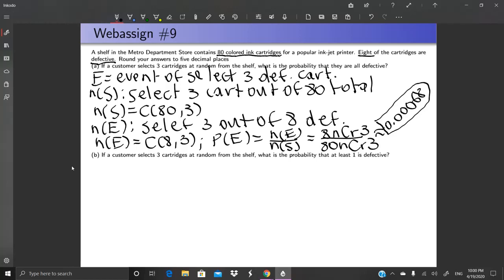But we're being asked what is the probability that at least one is defective. So you have to ask yourself, what does at least one mean? Well, we're choosing 3, so at least one means either 1 or 2 or 3. So maybe let F be the event of selecting at least one.